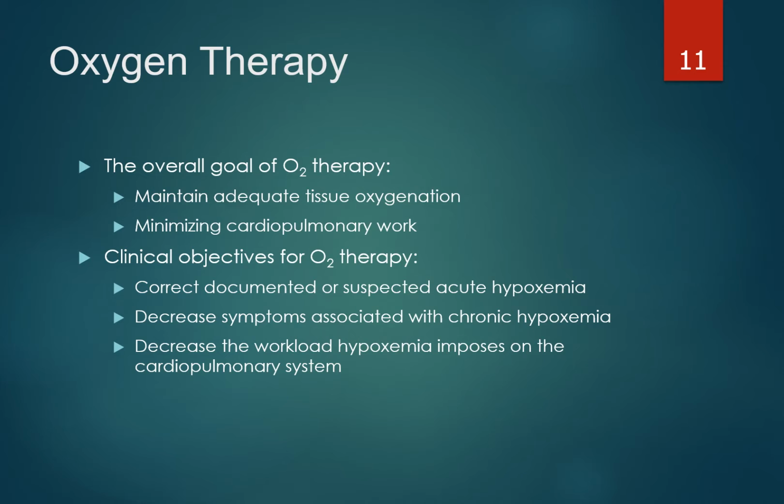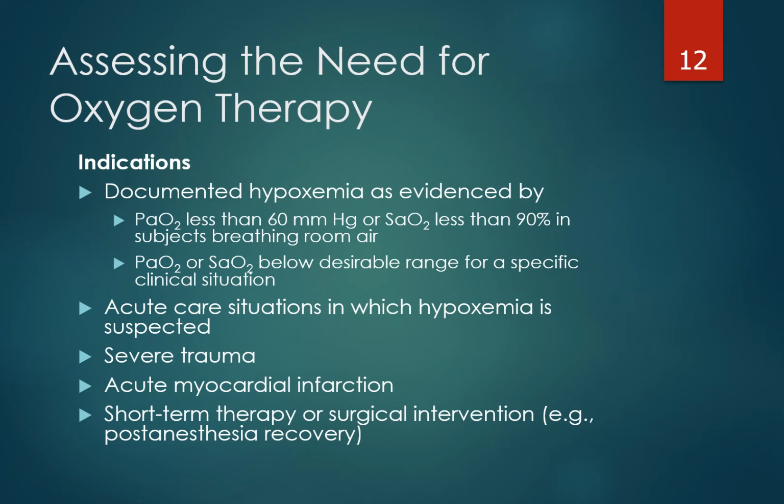So these are some of the overarching goals of oxygen therapy, and there are many different medical conditions that could benefit from it. The point is, recognize what the condition is and then use some kind of supplemental oxygen for these patients. So how do you quantify the need for oxygen therapy? Documented hypoxemia is evidenced by a PaO2 of less than 60 millimeters of mercury or an SaO2 less than 90% on room air. If you see any of these conditions, the patient does need some kind of supplemental oxygen.